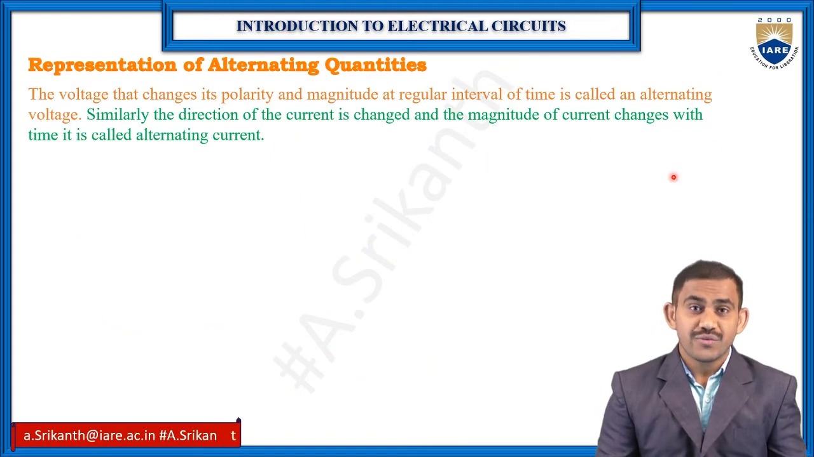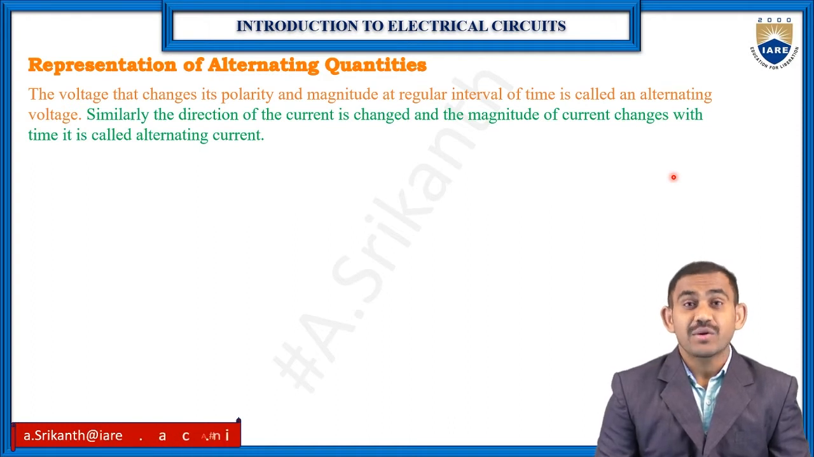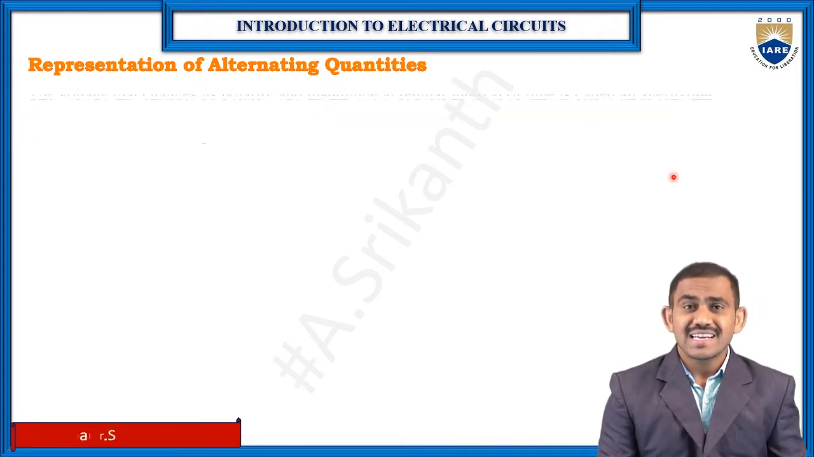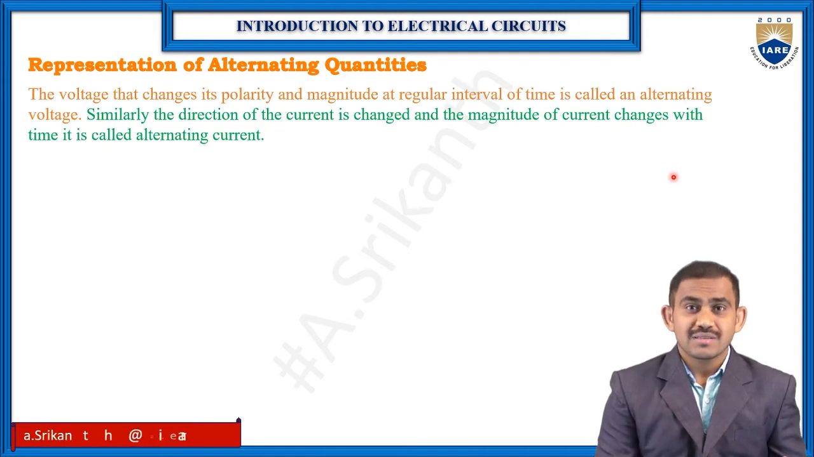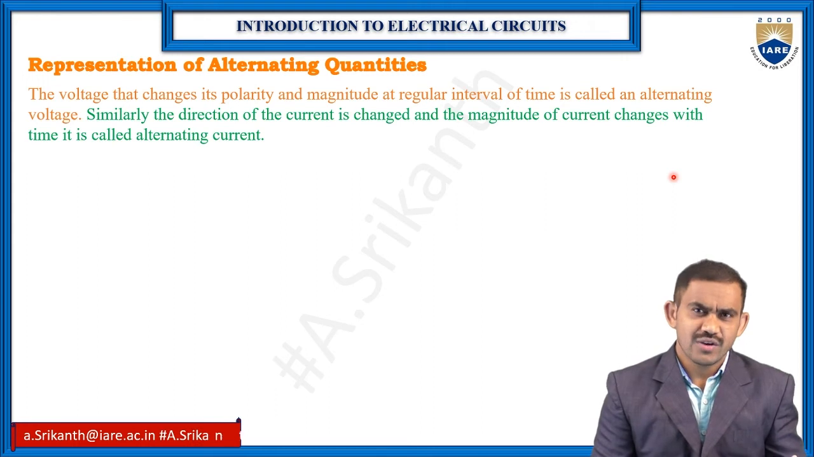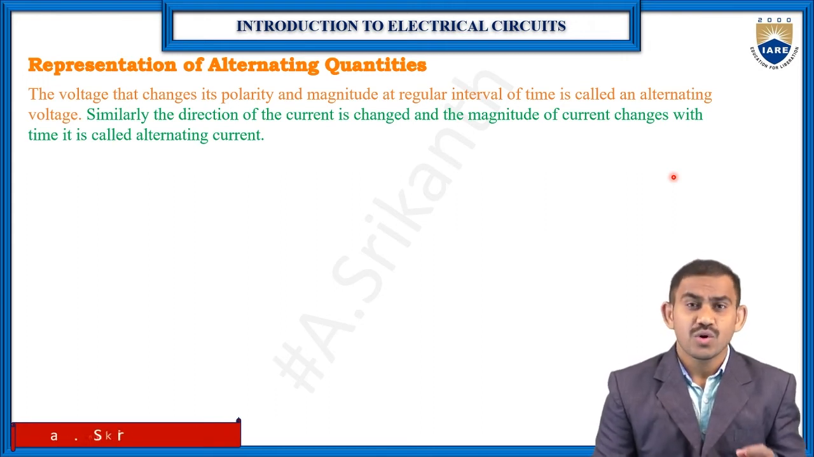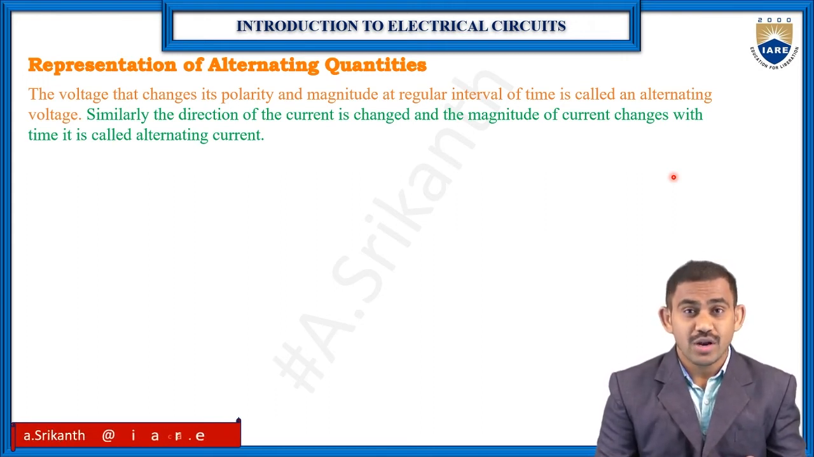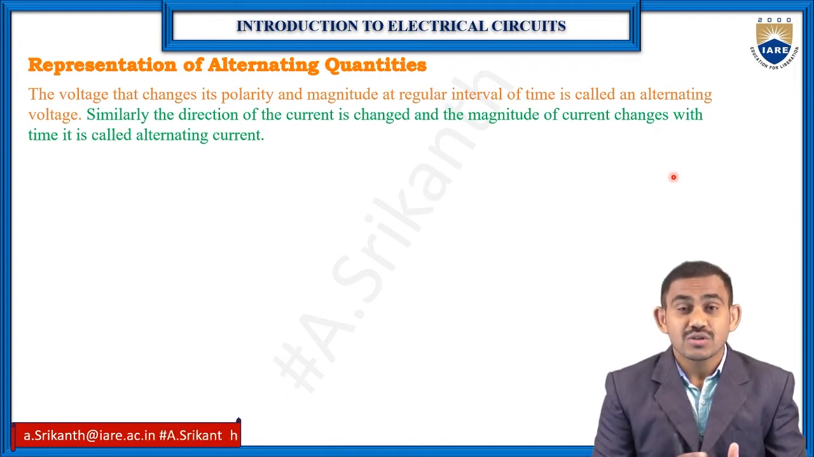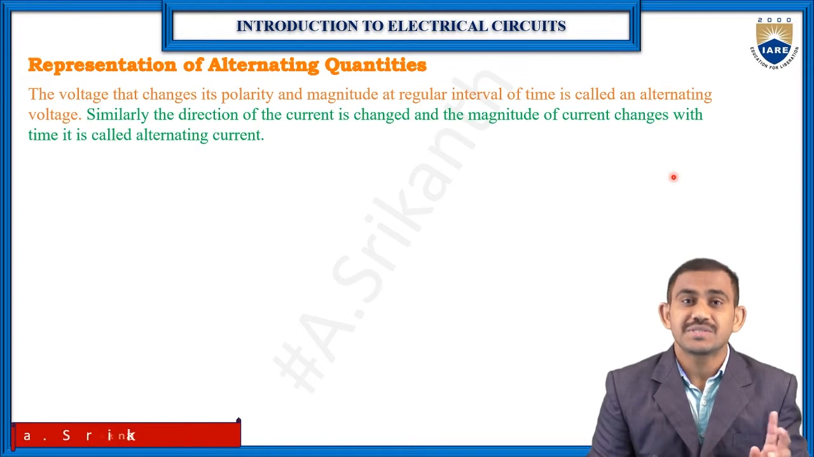Coming to waveforms, we have positive and negative polarity as well as different magnitudes at different time periods. If the time period changes, automatically your frequency value will change. Generally, in an alternating waveform, whether current waveform or voltage waveform, we have positive and negative polarity with different magnitudes at different time periods. So if the time period changes, automatically the frequency will change.